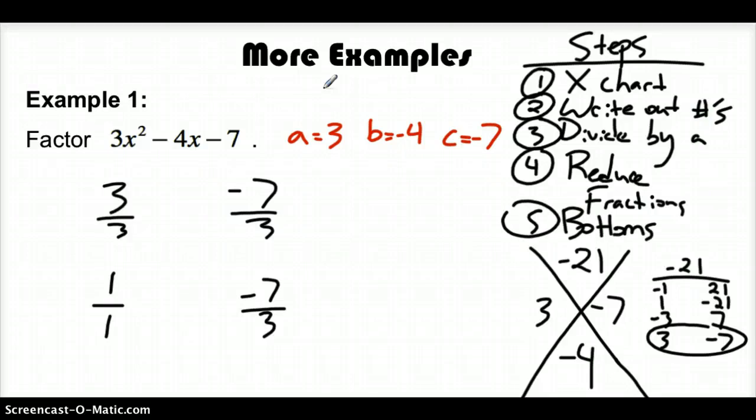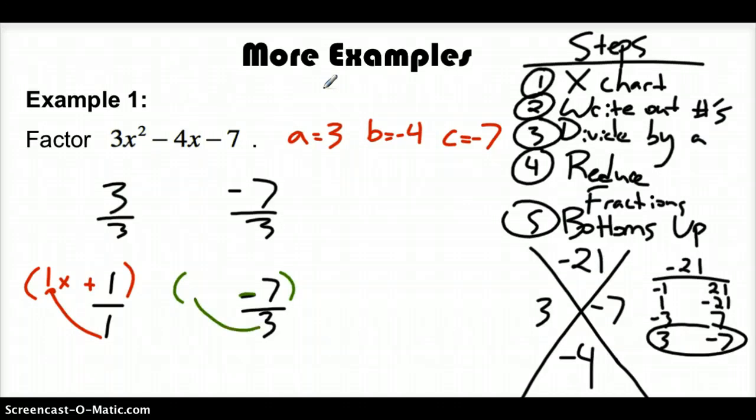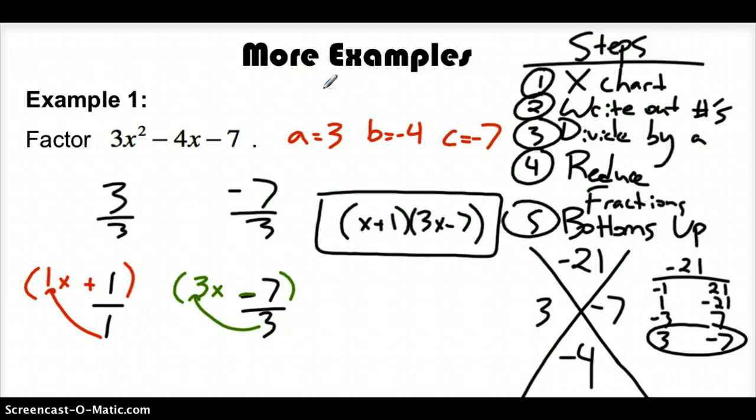We take that denominator and it becomes the coefficient of x in our factor. Here are the parentheses of our factor. It's a positive 1, so I'll bring this 1 up here, so it's 1x plus 1. My other one is a negative 7, notice, so I'll bring my 3 up, so it's 3x minus 7. Here's my final answer: x plus 1 and 3x minus 7. Always check with FOIL.